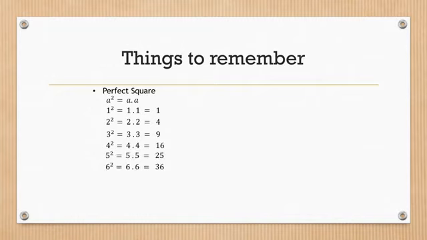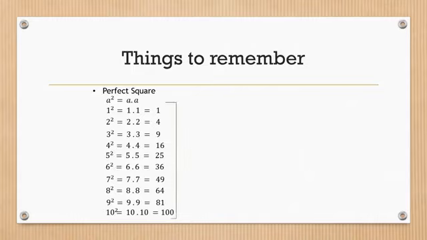6 squared is 36. 7 squared, and so on. 9 squared is 81, and 10 squared is equal to 100. It does not stop there. It can go on to 11 squared, 12 squared, 13 squared. Always remember, all these numbers are perfect squares. You should memorize them or at least be very familiar with them.